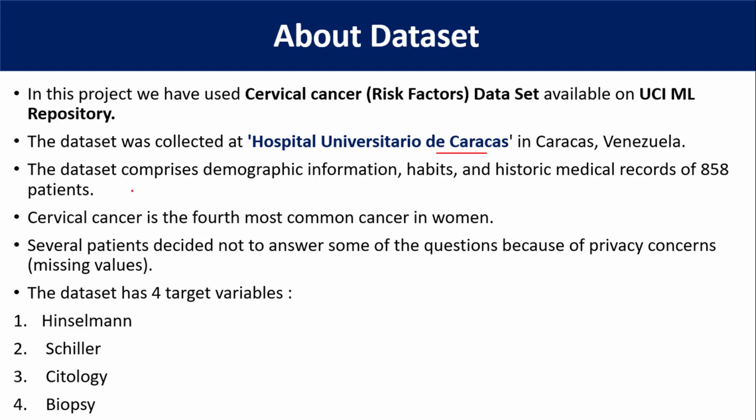If we talk about the data set, as I told you, the three main feature groups are the demographic information of the patients, regular habits, and their historical medical records. And there are 858 patient records present in this data set. So not a very big data set. It is a small data set, less than 1,000 records, but still it's good, not that small.